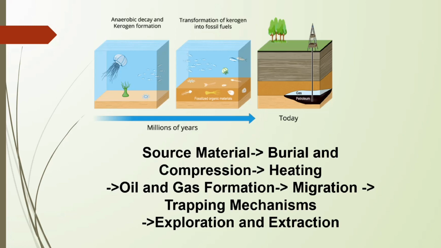Trapping mechanisms: reservoir rocks are often trapped by impermeable rock layers, such as shale or salt, which create geological structures like anticlines, fault traps, and stratigraphic traps. These traps prevent the hydrocarbons from escaping to the surface and effectively trap them within the subsurface reservoirs.